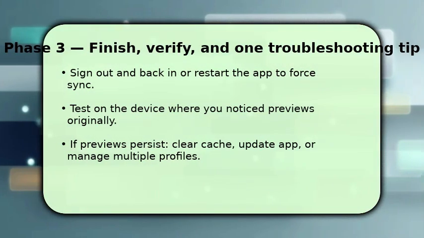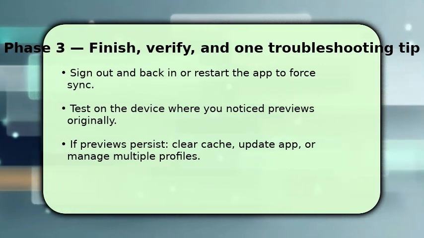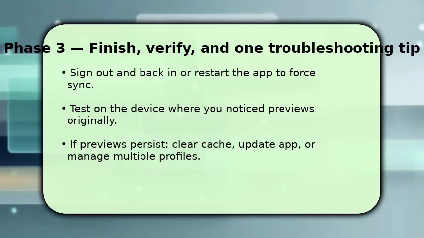You've changed the toggles. Now finalize by signing out and back in or restarting the Netflix app to force settings to sync. Then test on the device where previews were a problem. Browse several thumbnails to confirm they no longer autoplay.